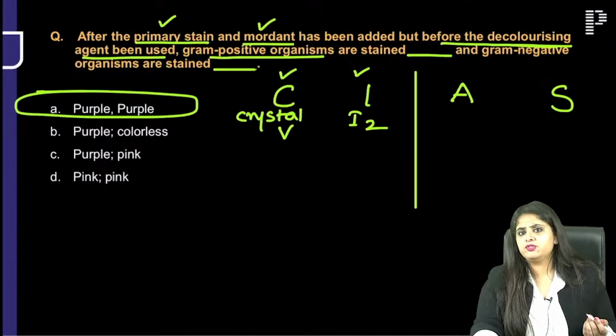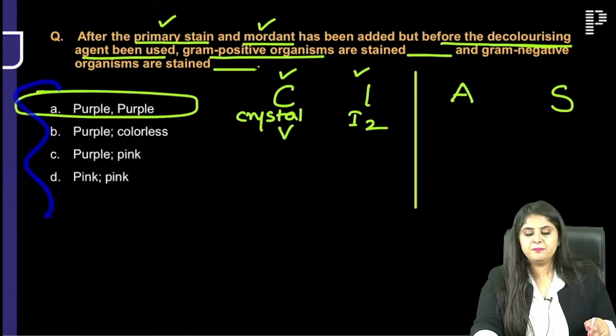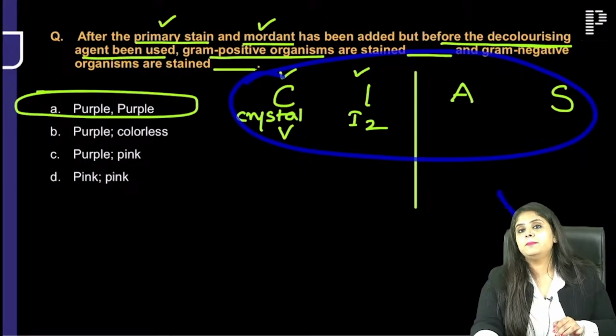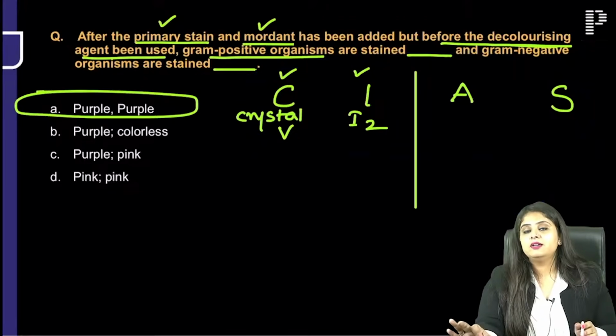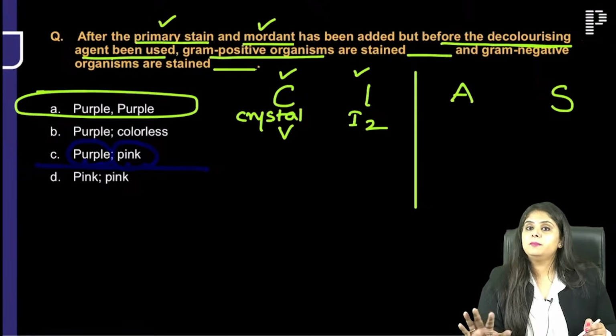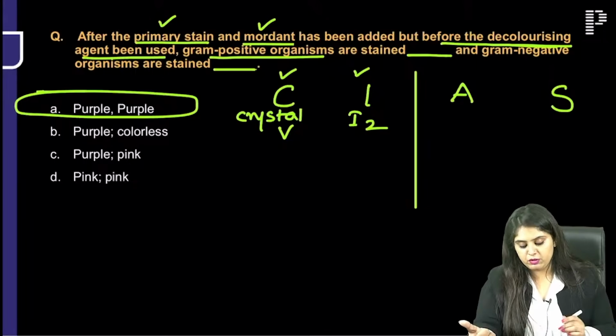But if I would have changed the question, dekho, options are the same. If I change the question and I say the entire gram staining has been completed, in the end, what is the color of gram positive and what is the color of gram negative? Bilkul end mein, gram positive will be purple and gram negative will be pinkish reddish. I think this you will be able to mark.